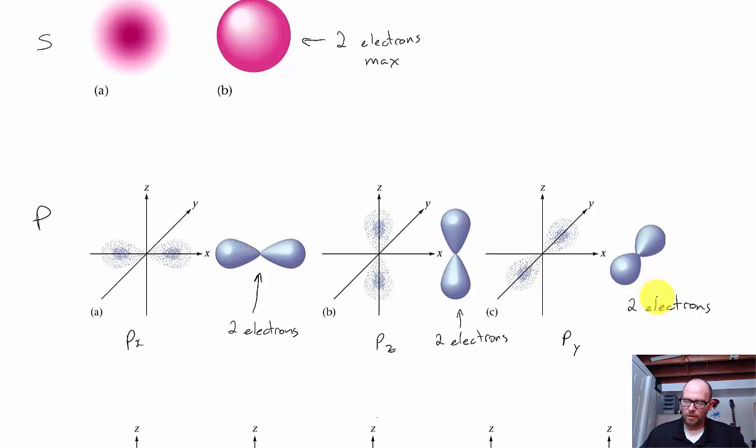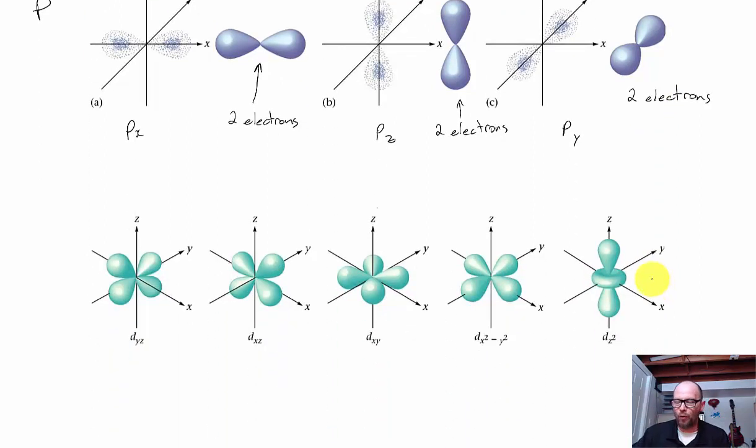orbitals. The next type of orbital, it kind of looks like a 4-leaf clover and then a dumbbell with a donut around it. This is all derived mathematically. There are 1, 2, 3, 4, 5 orbitals. Each of these can still hold 2 electrons max. So 2 electrons fit in the dyz, 2 electrons fit in the dxz, 2 electrons fit in the dxy, and so on. 2, 4, 6, 8, 10 electrons.